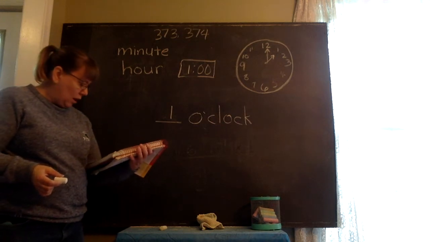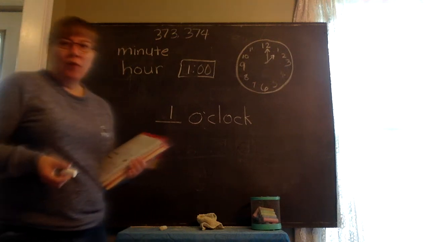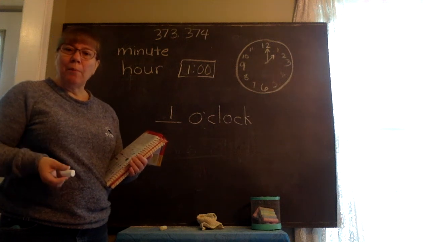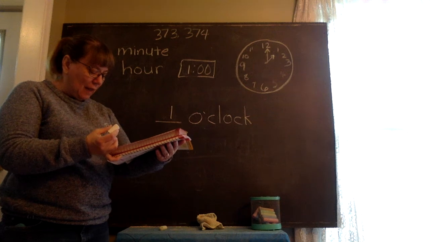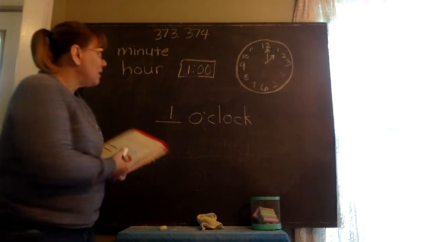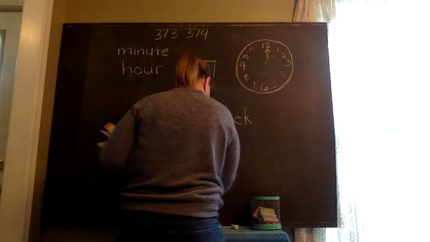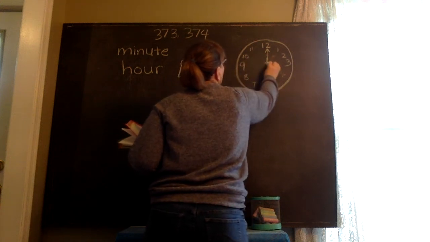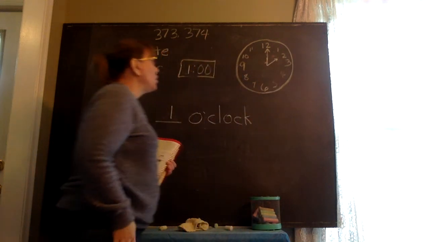I want you to try numbers 4, 5, and 6 on your own. If you're not sure if you're doing it right, check with a grown-up and come back. And you'll do that in a few minutes. Right now, let's look at number 7. Where are the minute and hour hands on a clock when it is 2 o'clock? Remember, if it's something o'clock, the minute hand always points to the 12. The hour hand will point to the 2.